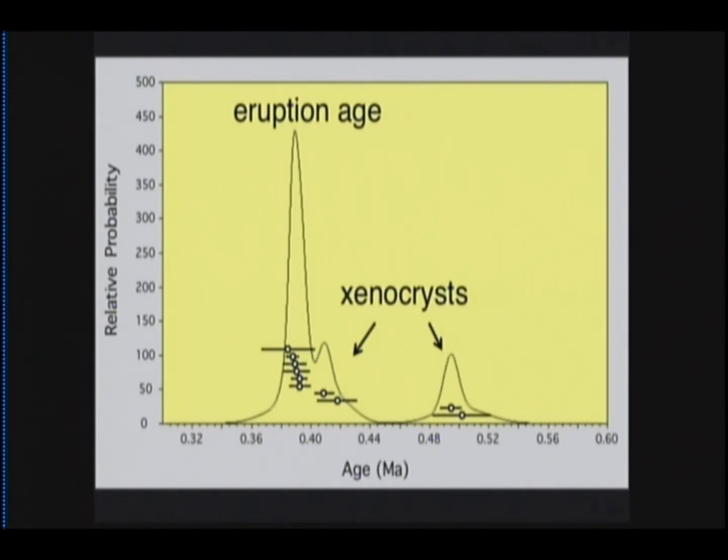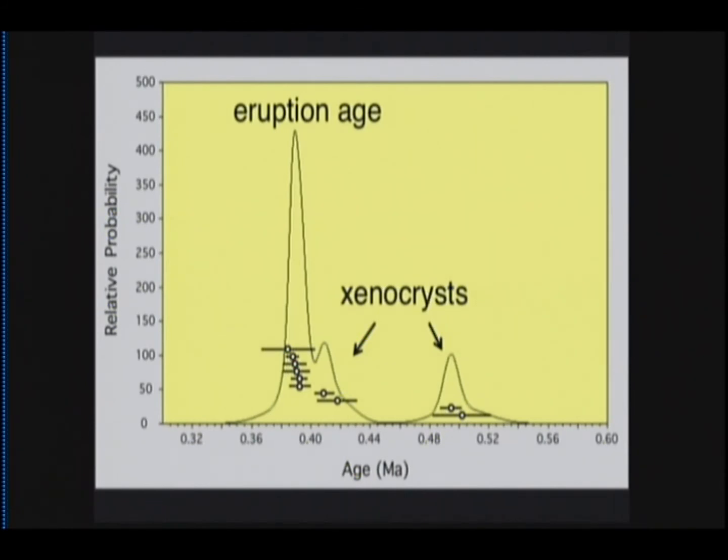But if the uncertainties were much larger, we would not be able to resolve those. So this is an illustration of the fact that the ability to resolve complexity in a population really depends on the analytical precision that you can achieve. So here it's pretty straightforward and pretty clear.